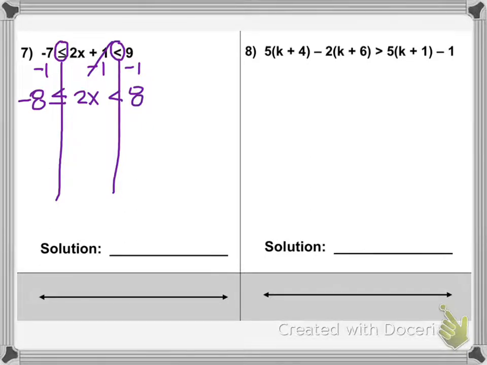To continue to try to get x by itself in the middle, I've got to get rid of that 2. We're going to get rid of that 2 by dividing each of those 3 sides by 2, by the same number. 2 divided by 2 is 1. 1 times x is x.